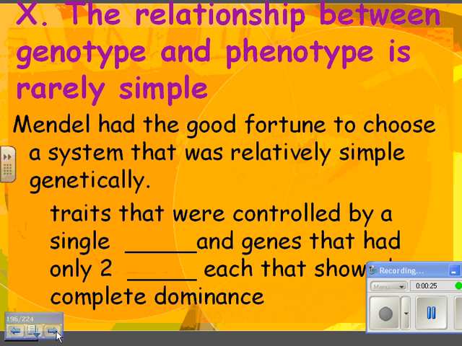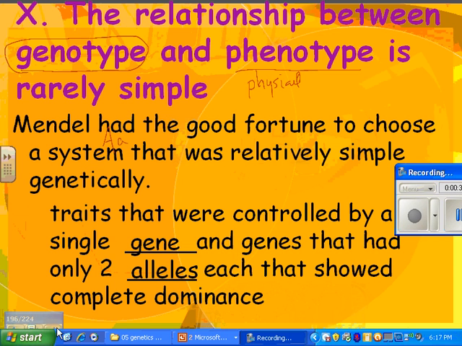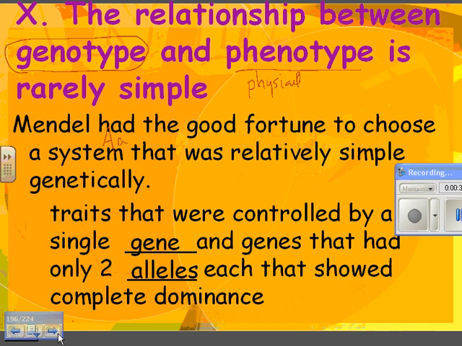Mendel had good fortune, or chose well, to choose a system that was relatively simple genetically. Traits that were controlled by a single gene and genes that had only two alleles each. And they each showed complete dominance. So he looked at the color of the peas and the color of the pea pods and the shape of the peas, that kind of thing. And they all were fairly simple, with simple dominance and with just two alleles per gene.